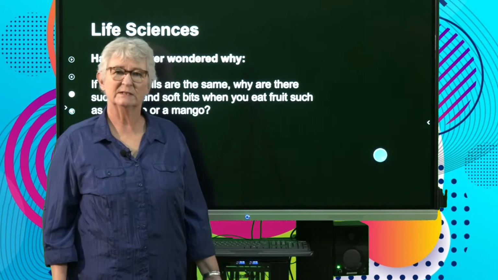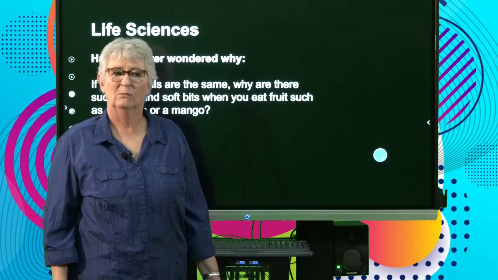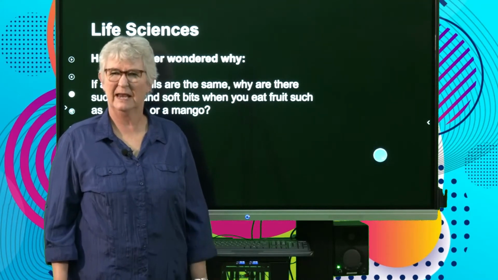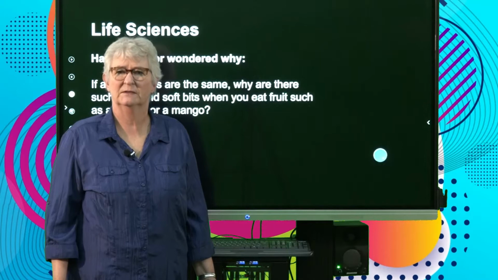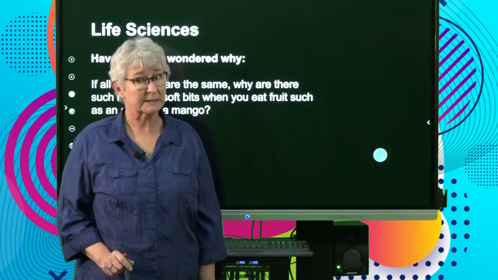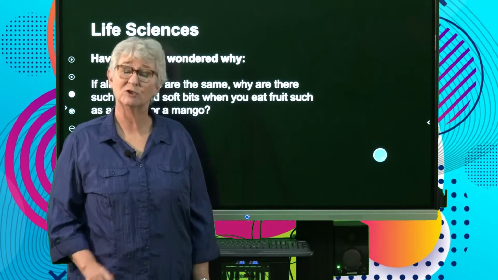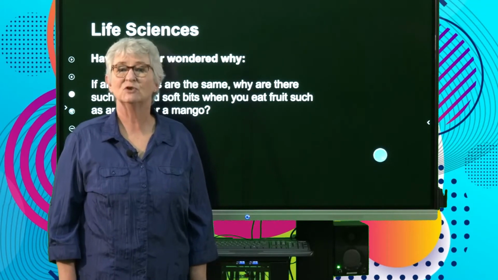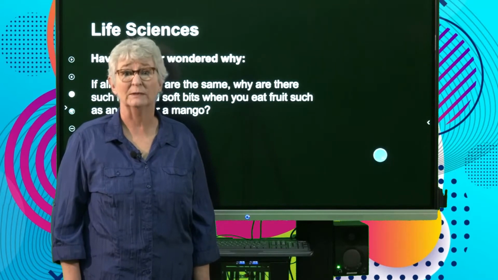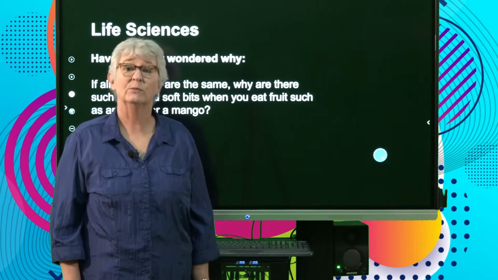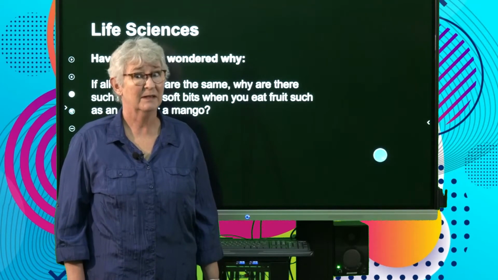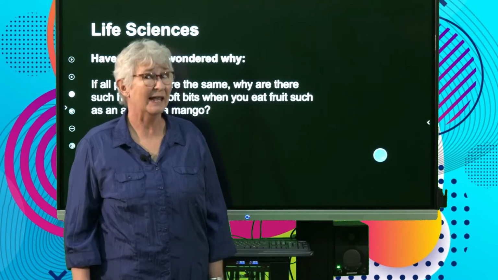If all plant cells are the same, when you eat an apple, why don't they feel the same? Some bits are hard, some bits are soft. And the reason is those are all plant cells, but they have all been specialized to be able to carry out a different function in keeping the plant alive. And what we are going to be looking at is the different types of cells that keep a plant alive and what they look like.